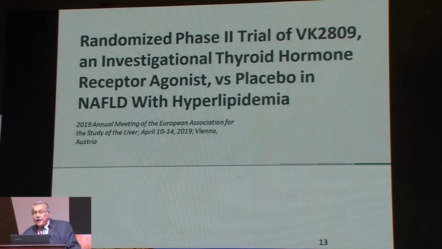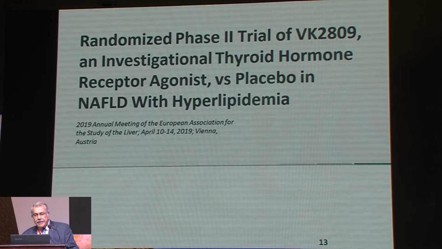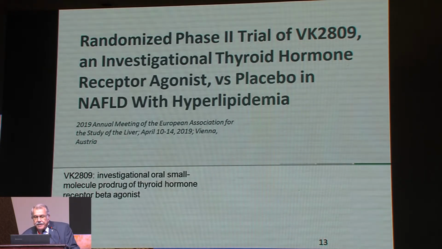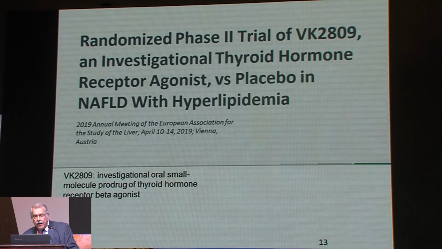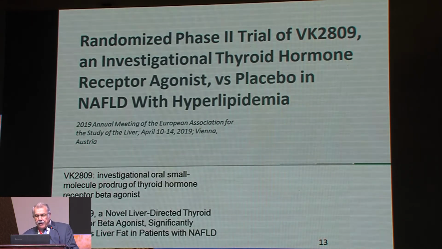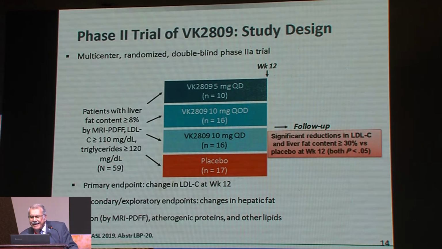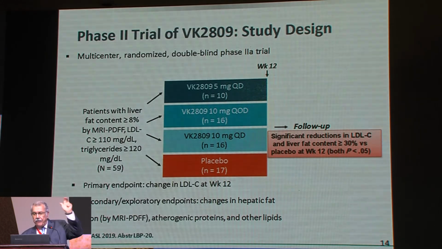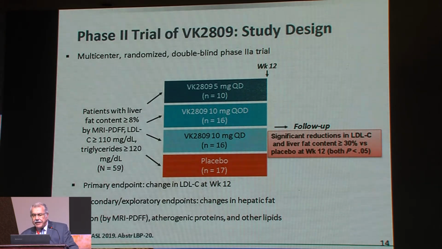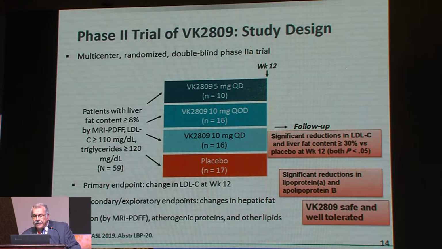So, a randomized phase 2 trial of VK2809, an investigational thyroid hormone receptor agonist, versus placebo in NAFLD with hyperlipidemia. This is an investigational oral small molecule prodrug of a thyroid hormone receptor beta agonist. It's a novel liver-directed thyroid receptor beta agonist that significantly reduces liver fat in patients with NAFLD. Here is the design of the study showing the different doses of the drug in comparison to placebo. The 12-week follow-up showed significant reduction in LDL cholesterol and liver fat content of more than 30% versus the placebo at week 12. Significant reduction in lipoprotein and apolipoprotein B. The drug was safe.